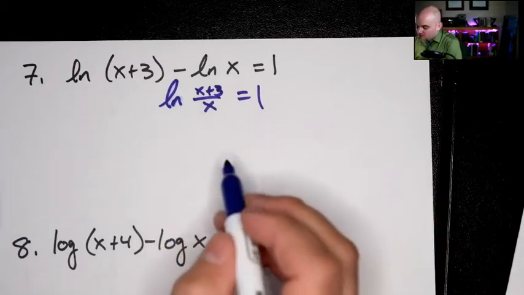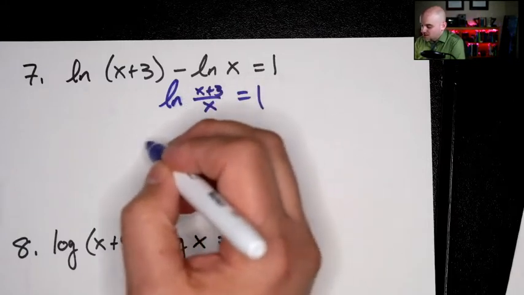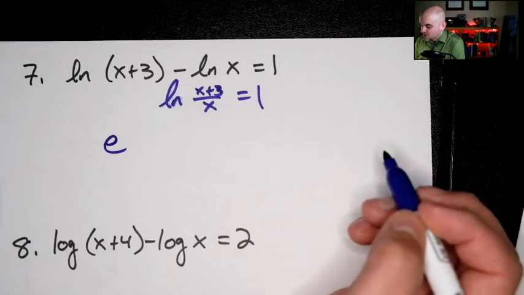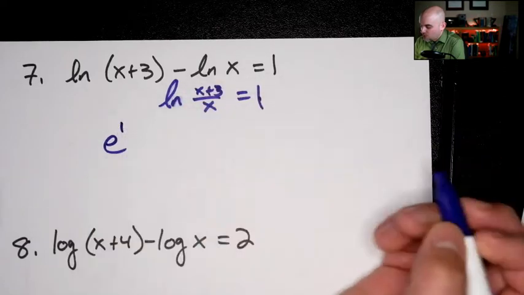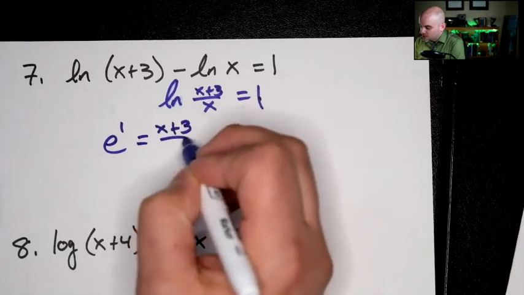I'm going to convert this to exponential form. Remember, this is the same thing as log base e, so the e is my base for the exponential form. This is my exponent, 1, and it must equal x plus 3 over x here.